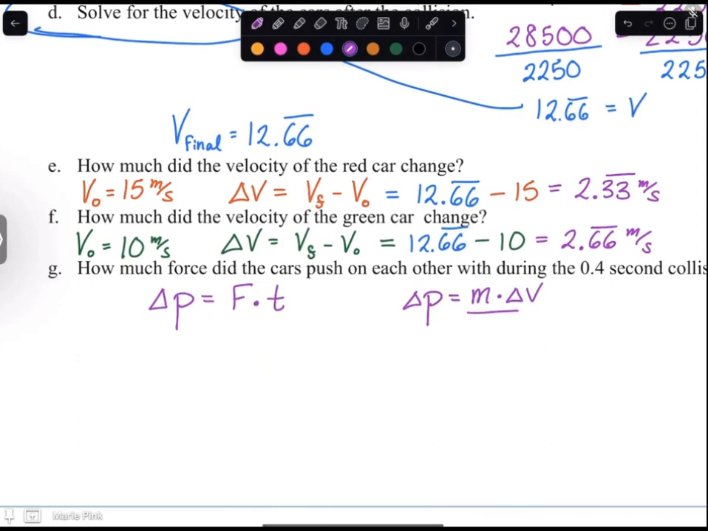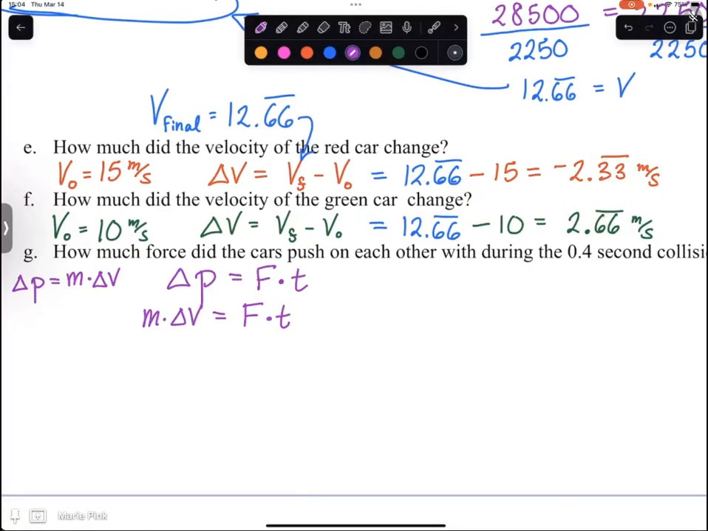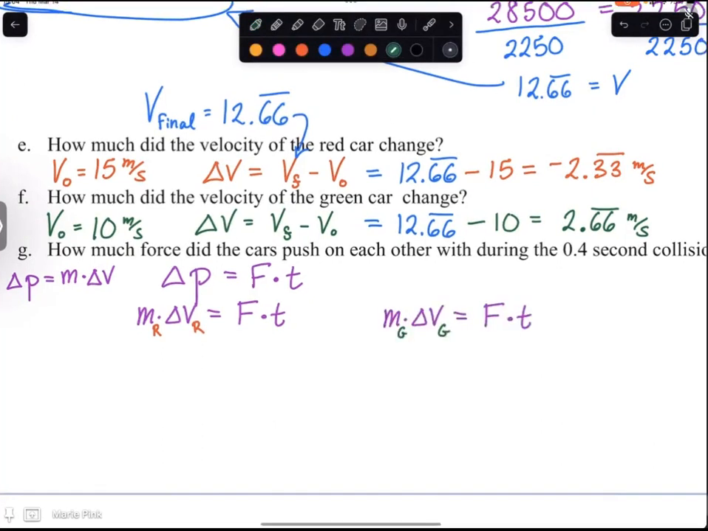So if I put this in for my change in momentum, I get mass times my change in velocity is equal to force times time. So when we use this equation, we either need to use the mass of the red car times the change in velocity of the red car, or we can do the mass of the green car times the change in velocity of the green car. And it doesn't matter which one we do. The only thing that matters is that whatever mass we use, we have to use that car's change in velocity.